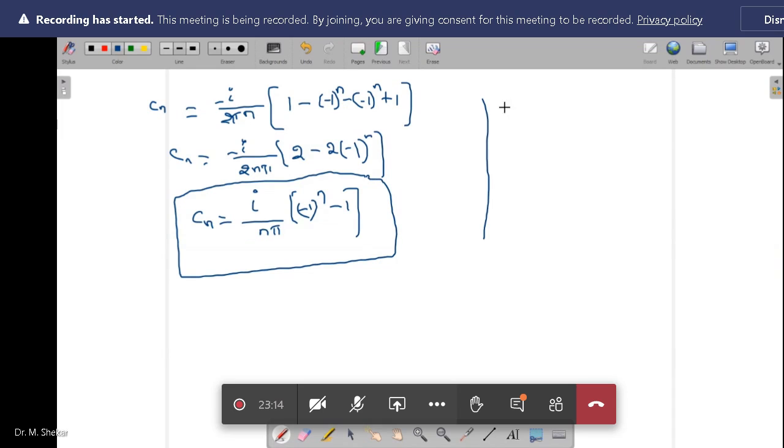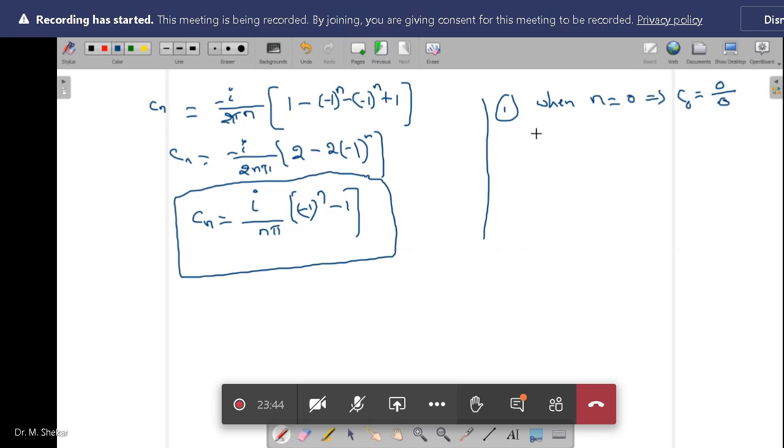First one is when n equal to 0. When n equal to 0, so we get C naught. So what happens to C naught when n equal to 0? When you put n equal to 0, what is happening in the numerator? 1 minus 1. So n equal to 0 means minus 1 power 0 is 1, and minus 1, the numerator is 0. And the denominator, n equal to 0, is 0. So you get a 0 by 0 form.